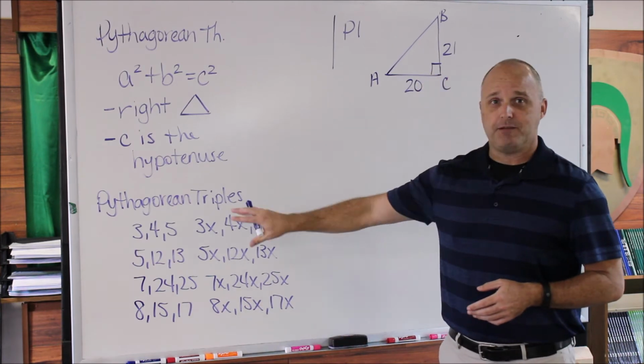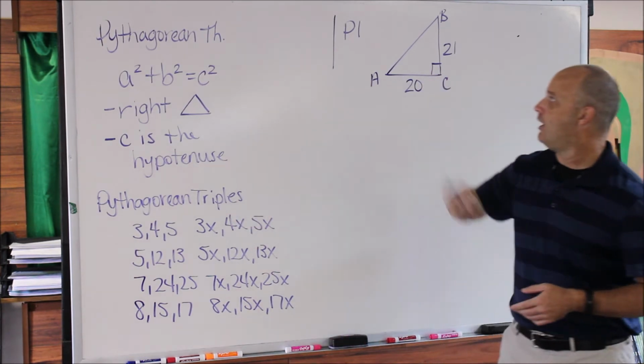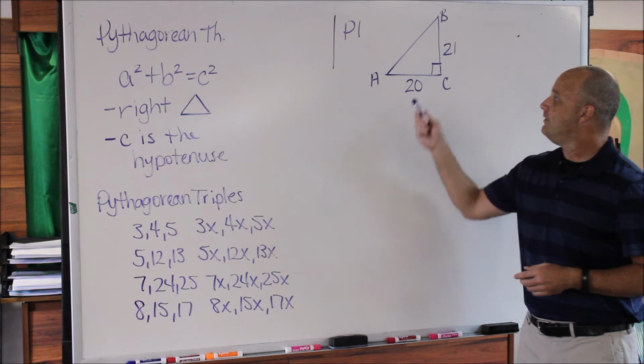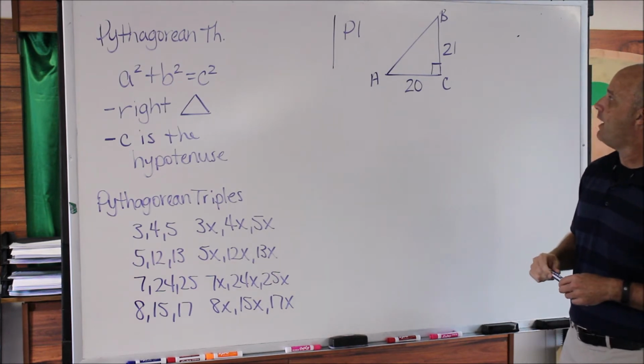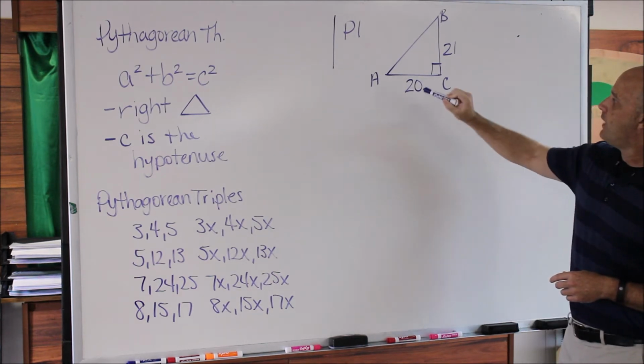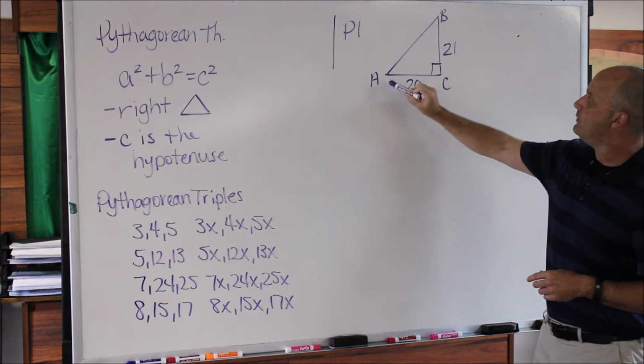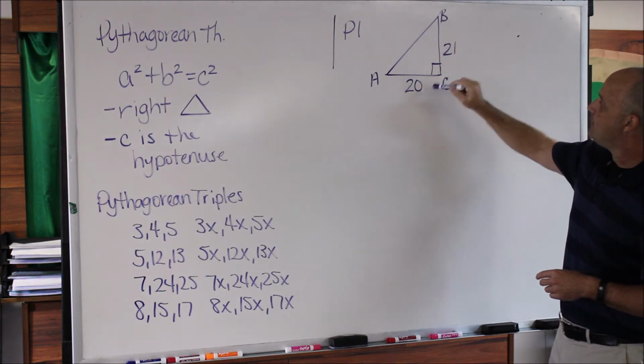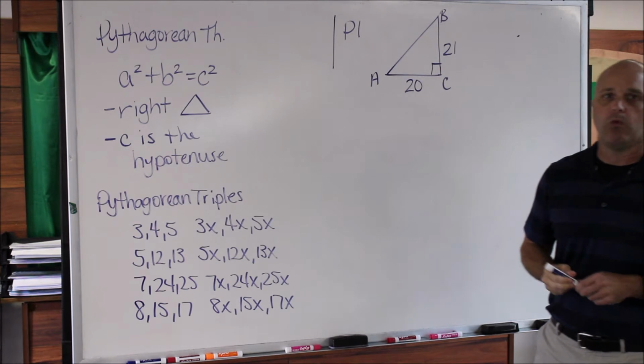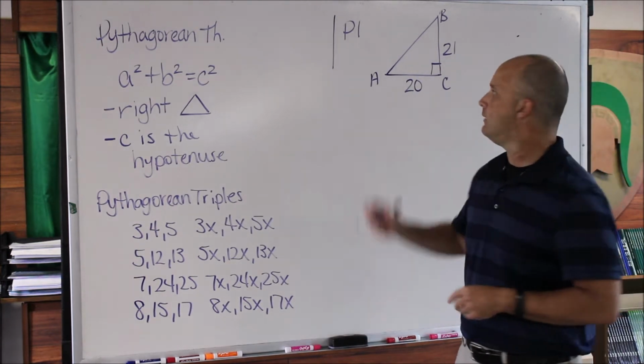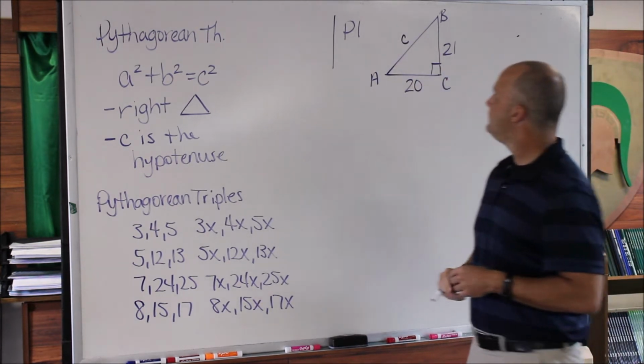Now that you understand Pythagorean triples, let's actually move on to a problem. And in this problem, we're given that we've got a right triangle with vertices A, B, and C, and sides of 20 and 21. What it wants us to do is find out what is the length of the hypotenuse C.